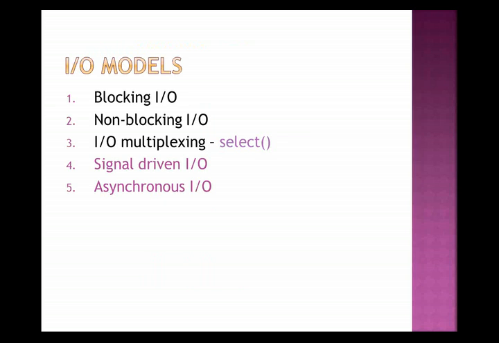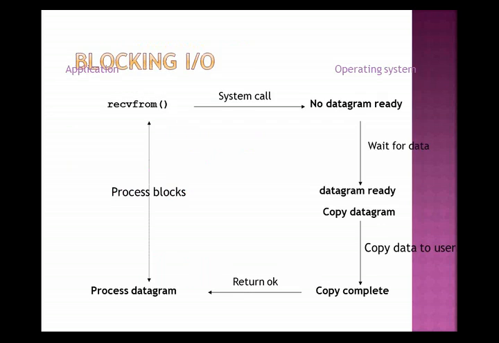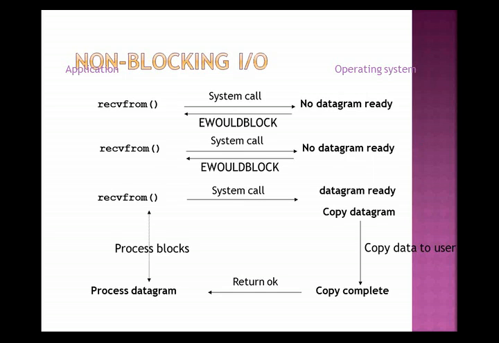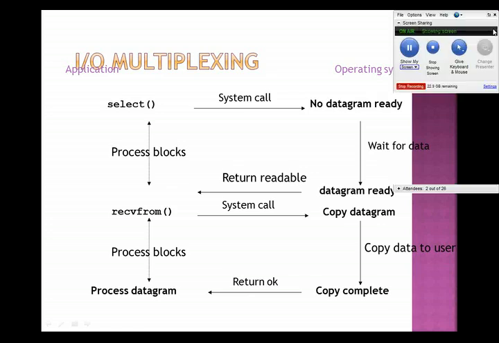Then we discussed the input-output models: blocking, non-blocking, input-output multiplexing, signal-driven, and asynchronous. This is the scenario of blocking input-output that we discussed. Then non-blocking input-output. Then input-output multiplexing, that is, how more than one input and output is handled at the same time.